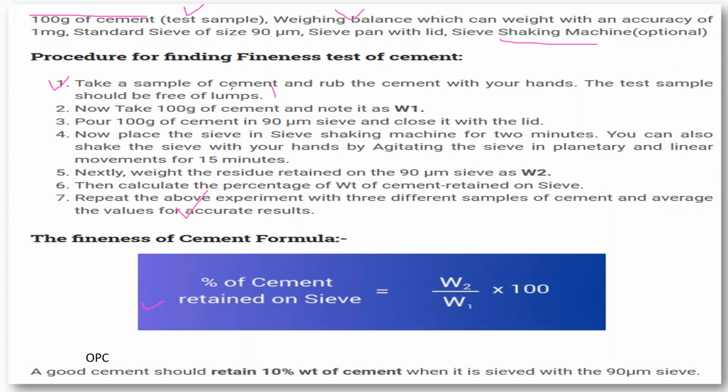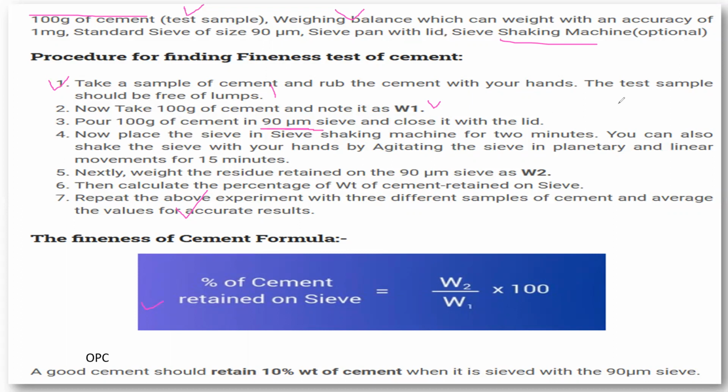So how much cement do you have to take? It's written here. Now take 100 gram of cement and note it as W1. So what you are going to do, you have to measure 100 gram of cement in the weighing machine, and take that value as W1. Now pour that 100 gram of cement on what sieve? The 90 micron sieve is what we have, and you have to close it with the help of a lid.